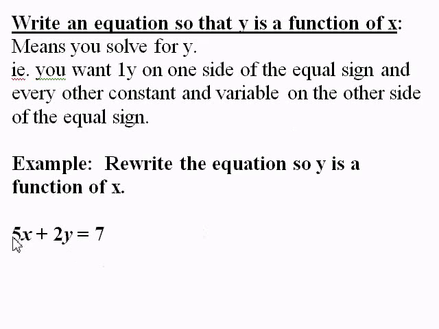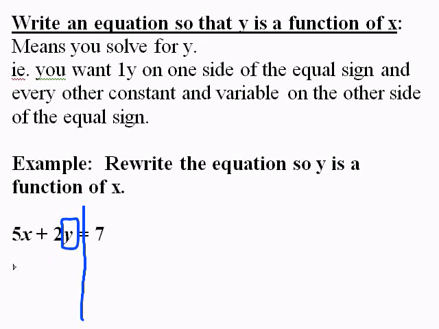Let's take a look. 5x plus 2y equals 7. We're going to rewrite the equation so that y is a function of x. To do this, again, we've got to get the y by itself. So, split our equation into two. I'm boxing the y to let myself know I need to get the y by itself. And we're going to go in the reverse order of operations. So we have a 5x plus a 2y.